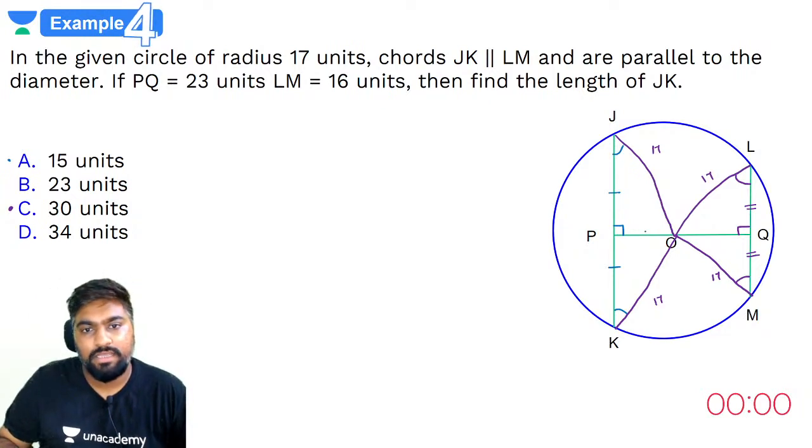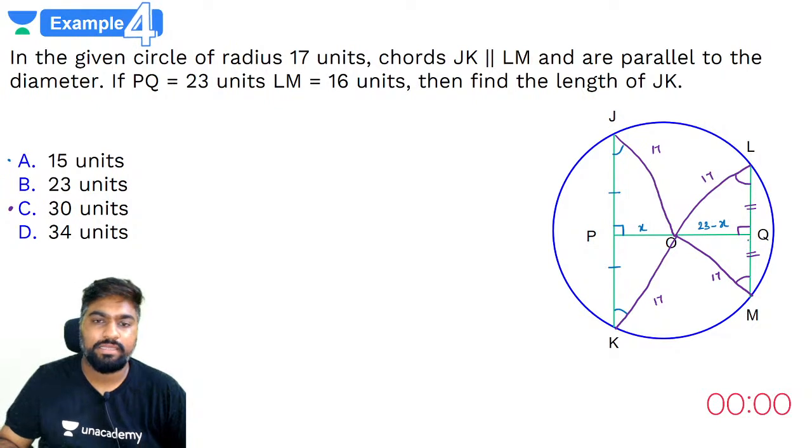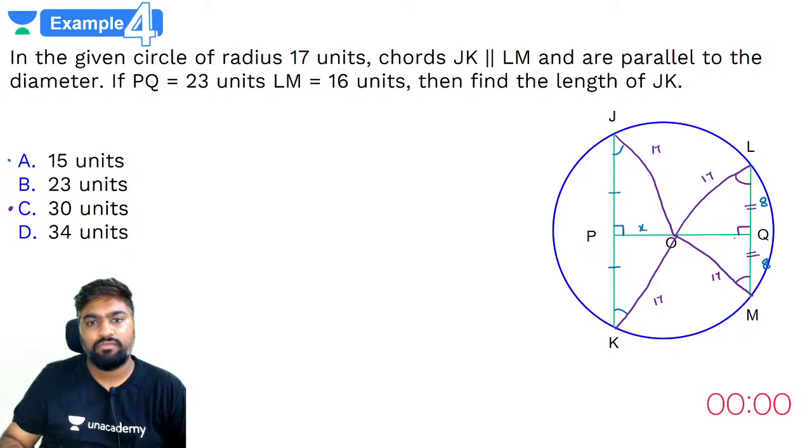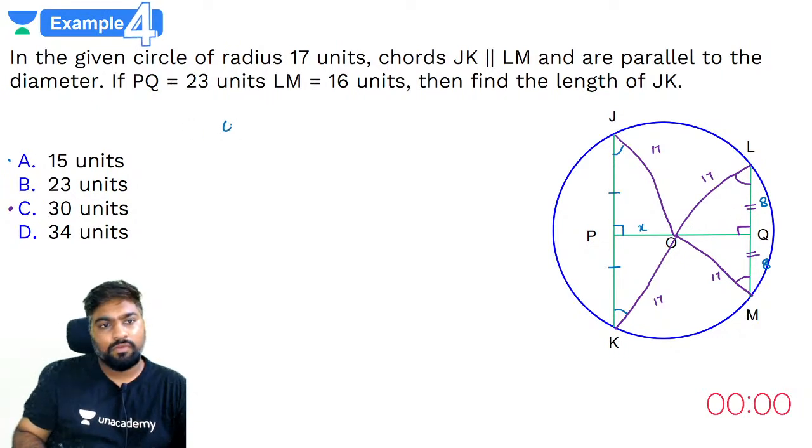So if I take this as x, this will be 23 minus x, correct? This length is 23 minus x, and LM is 16 units, so this is 8, this is also 8. So you can find what 23 minus x will be. This part you can find out, OQ. OQ square will basically be 17 square minus 8 square.